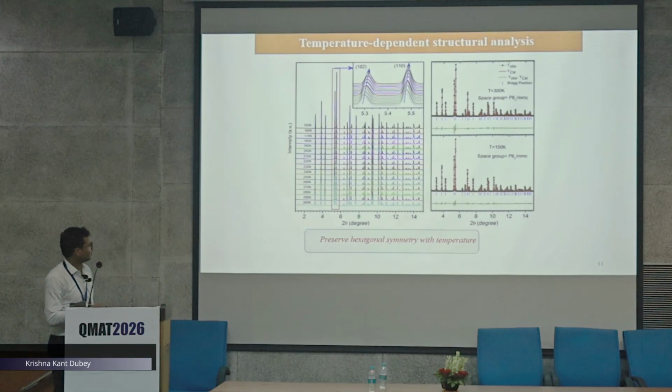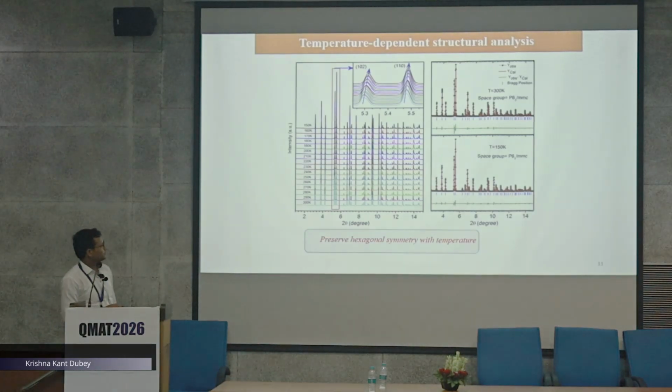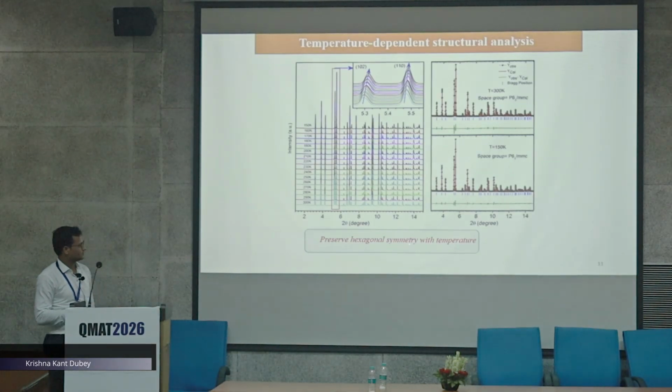This data has been taken on PETRA beamline P02.1, and what we can observe here is that if we decrease the temperature from room temperature to low temperature, there is only the temperature effect, meaning the peak is shifting to higher angle with temperature. There is neither generation of a new peak nor a peak splitting with temperature. So here we can see that hexagonal symmetry is preserved with temperature.